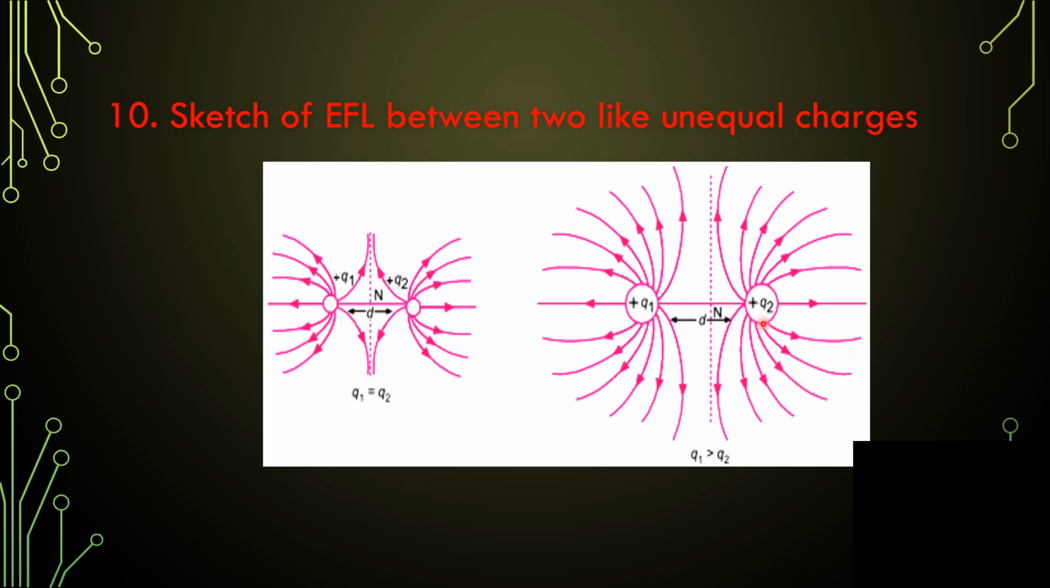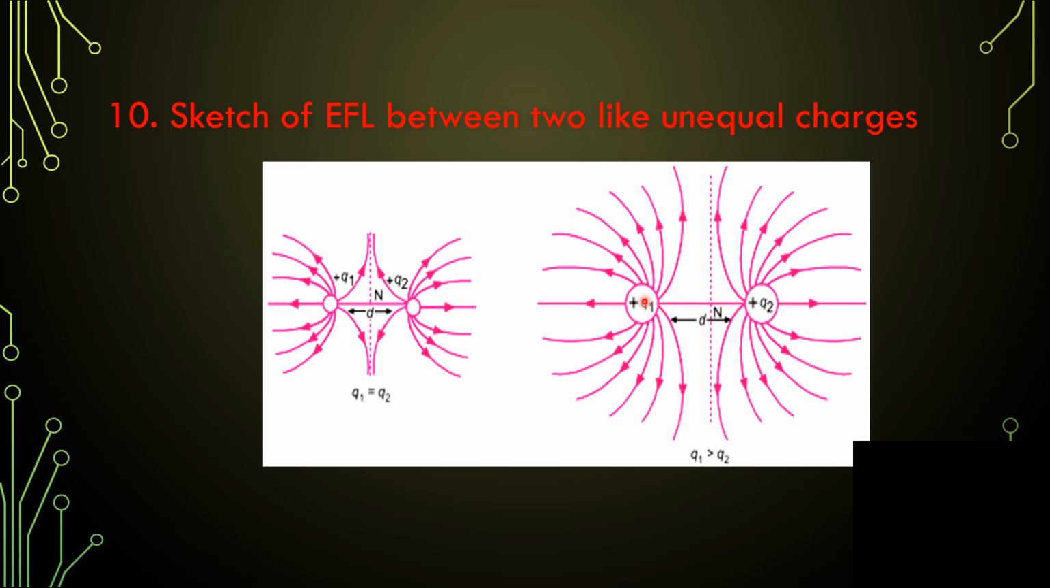Suppose these two are like charges but they are not equal, let us assume that q1 is more than q2. Then since q1 is more than q2, what happens? The electric field is unequal, right? So therefore the null point shifts towards the smaller charge.